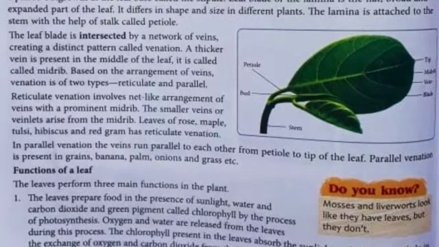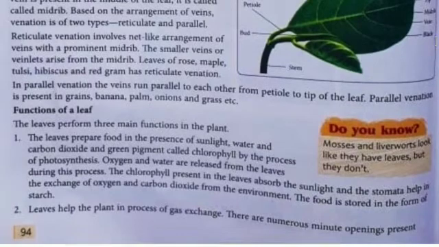Now come to function. The leaves perform three main functions. Here, do you know, moss and liverwort look like they have leaves, but they actually do not. Actually, they are plants. The whole plant looks like a leaf. Moss, we call it kai in Hindi. Now come to the function of a leaf.